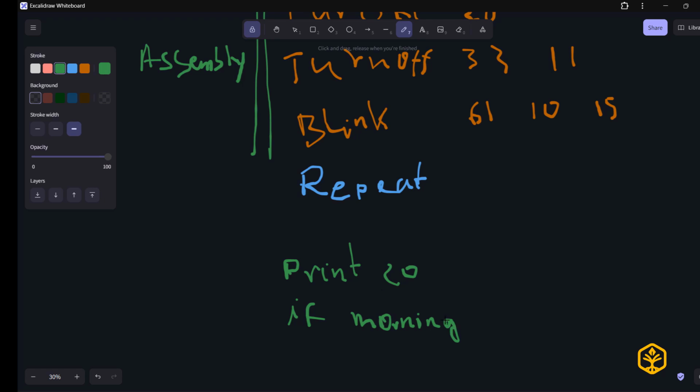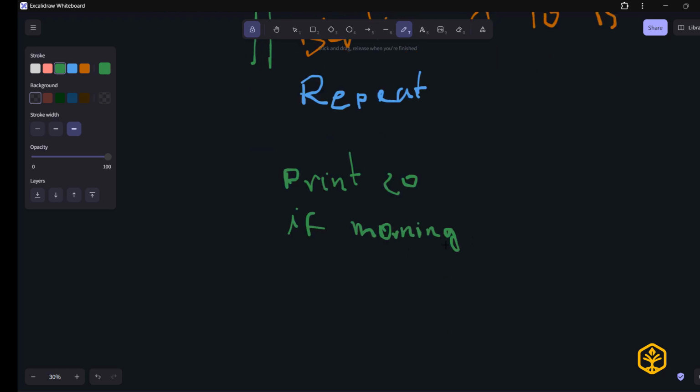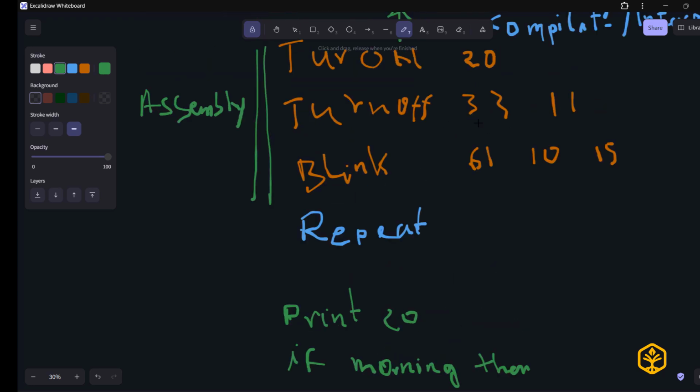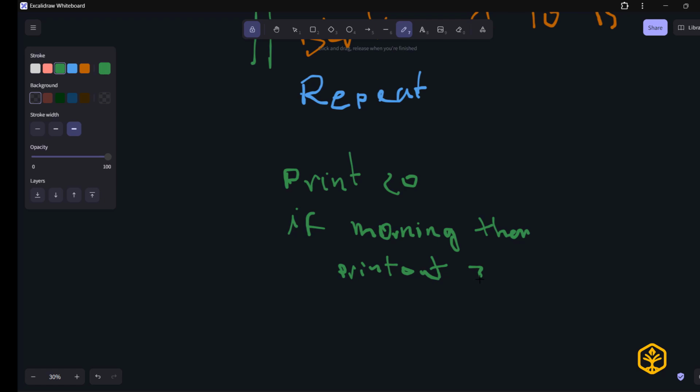I need something to help me write faster on the screen. So if morning, then print, okay, print out. So let me use it this way. Print out, because we are going to use a different function, which is the 10 off 33 and 11.